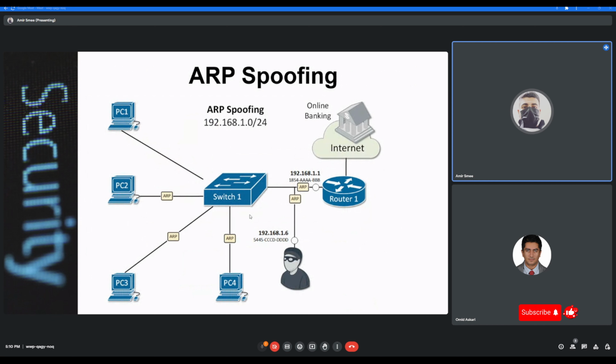ARP spoofing, or ARP poisoning. ARP spoofing happens when an attacker sends a falsified ARP message over a local area network. This links the attacker's MAC with the IP address of a legitimate computer or server on the network. Once the attacker's MAC address is connected to an authentic IP address, the attacker can receive any data that is intended for that IP address, as you can see in this picture.